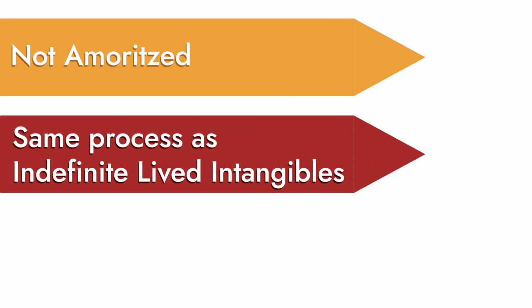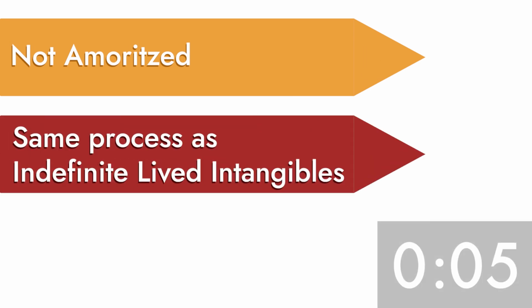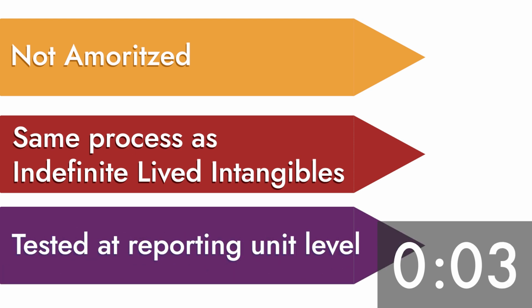Now, last but not least, we have goodwill. Again, goodwill is also not amortized. It follows the same exact process as indefinite-lived intangible assets. It's just tested for impairment at the reporting unit level. Clearly, there's more to cover when it comes to impairment testing of non-financial assets in 3 minutes.